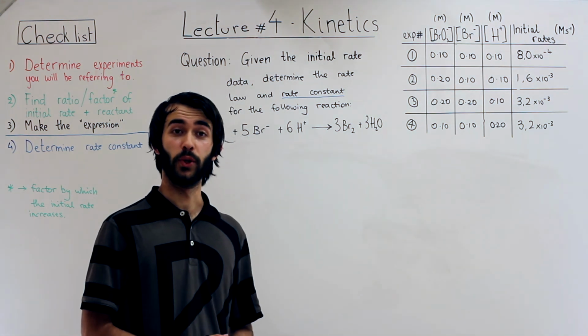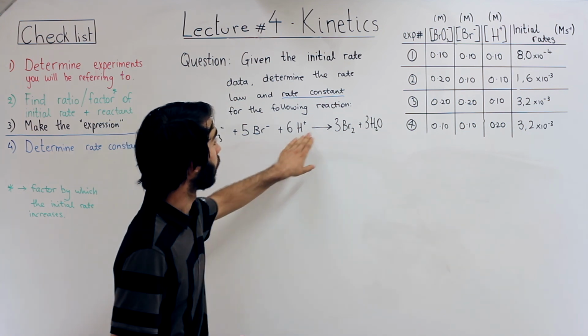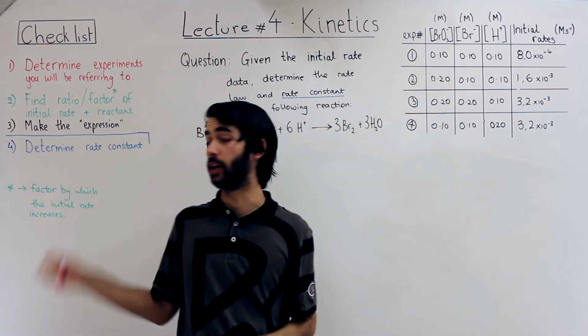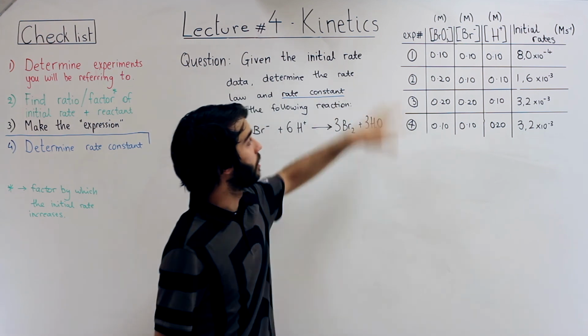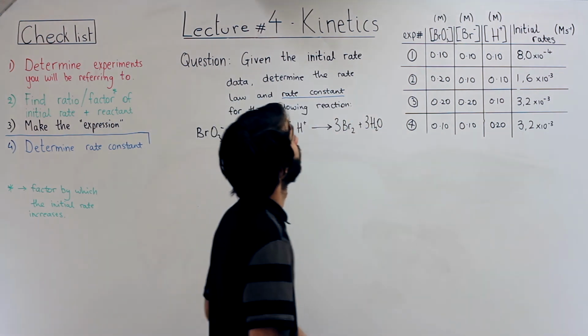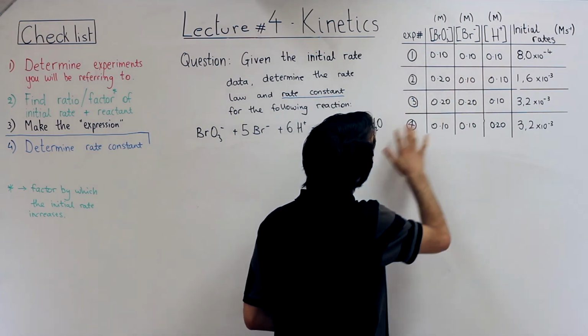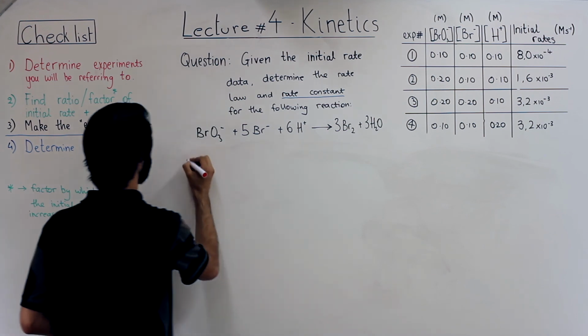And finally, we're going to do this for the H+, or the proton. Now looking at our H+ here, again following the rules from our checklist, we have to find an experiment where H+ is being varied and the other concentrations are held the same. So looking at the table, upon quick analysis, we see that this is experiment 1 and experiment 4.